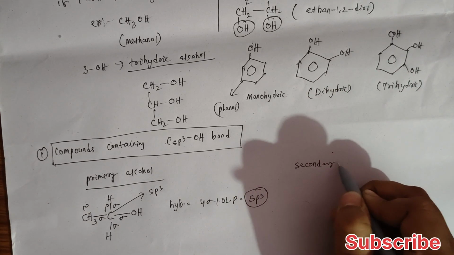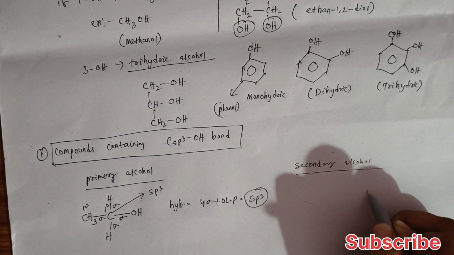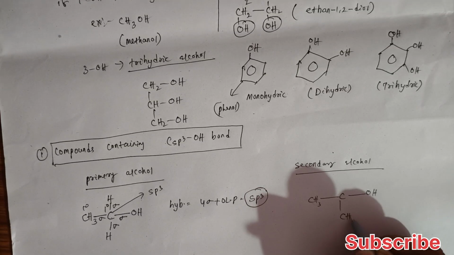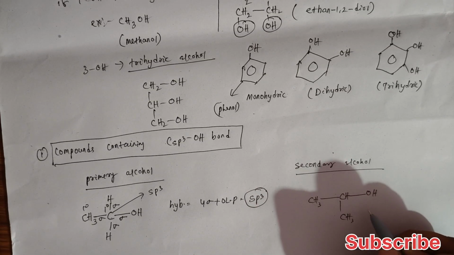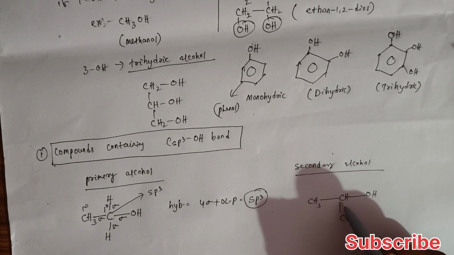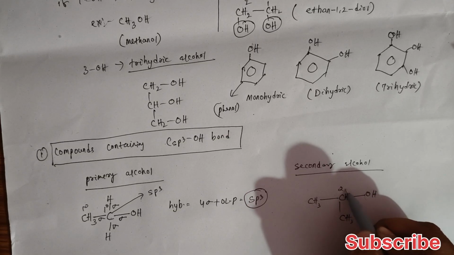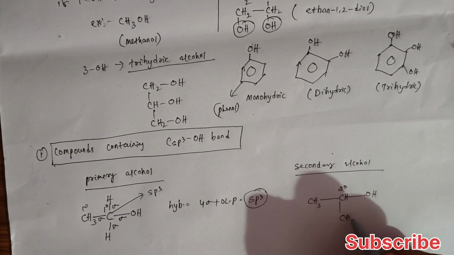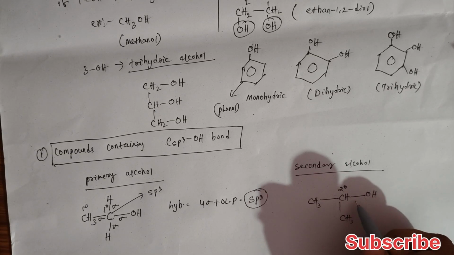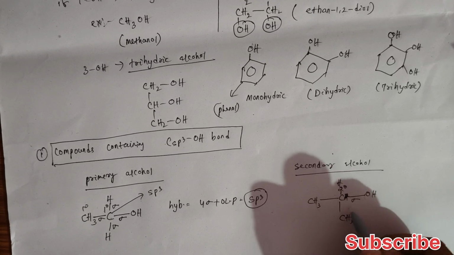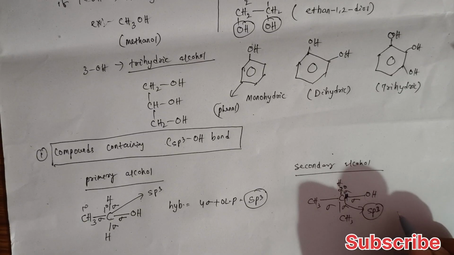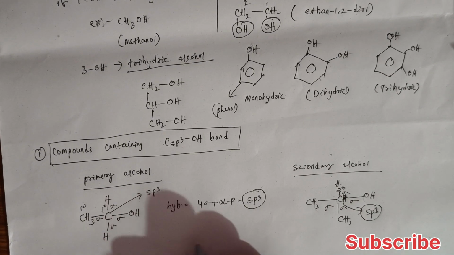Then secondary alcohol. What is a secondary alcohol? When the functional group is directly attached to a carbon and that carbon is again attached to two carbon atoms, then that compound is called a secondary alcohol. Here OH is our functional group. So when the functional group is directly attached to one carbon atom, and this carbon atom is directly attached to two carbon atoms, this kind of alcohol is called a secondary alcohol. If you calculate its hybridization, how many sigma bonds? This is our H. So 1, 2, 3, 4. 4 sigma bonds. That means it also forms sp3 hybridization. Now come to tertiary hybridization.